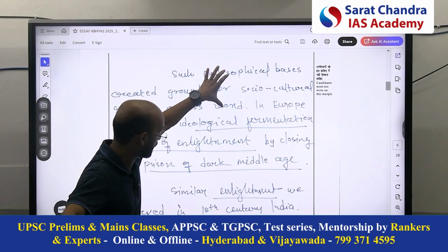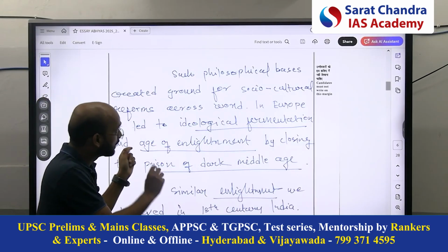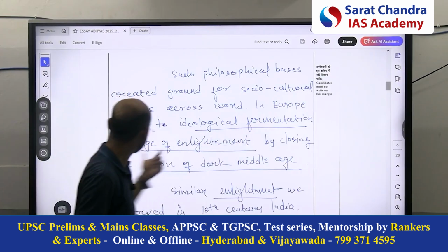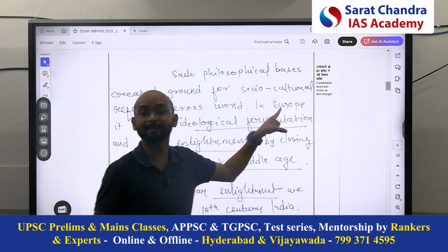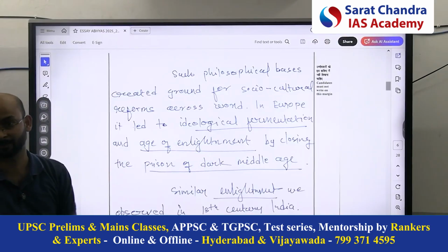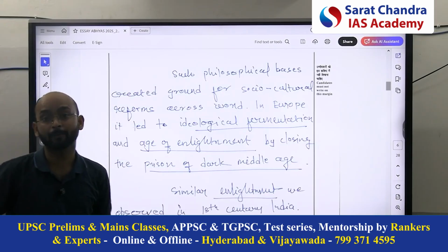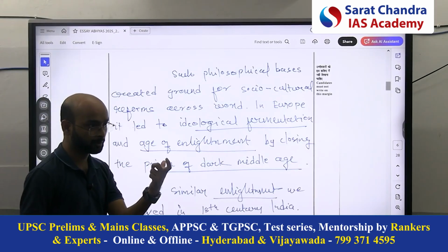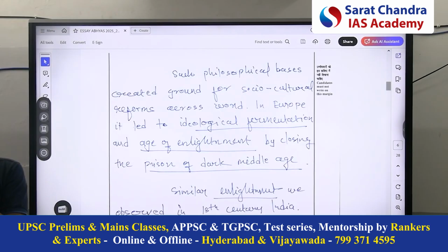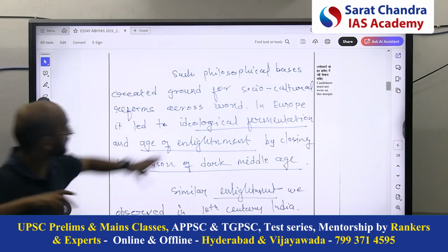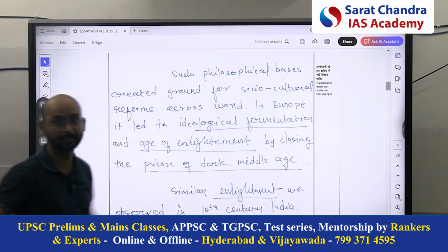Now how is it linking? This one statement. I would have started directly like, in Europe, education led to ideological ferment and the age of enlightenment. I could have started directly. But if I start from this, there will be a lack of connection between the previous paragraph and the next paragraph. So this one line created a linkage between them, and that way you have to create the flow. It can be one word, it can be one sentence, and sometimes we use one paragraph also to link different parts of the essay. Right? Here, this statement, such philosophical basis created ground for the socio-cultural reform across the world, is a linking line.